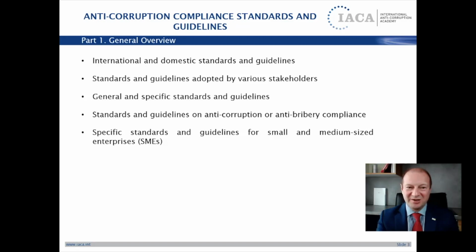General standards and guidelines cover all the elements of an anti-corruption compliance program. Specific standards and guidelines cover just particular elements, such as due diligence or third-party risk management. We also identified standards and guidelines on anti-corruption and anti-bribery compliance, and specific standards and guidelines for small and medium-sized enterprises.